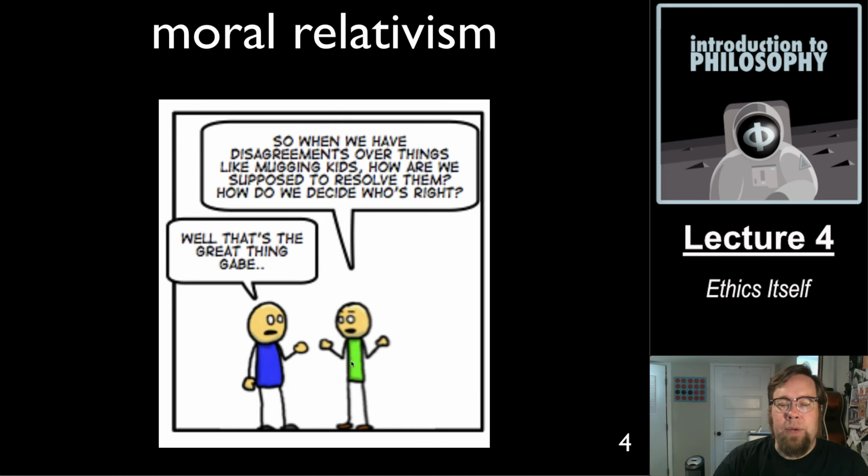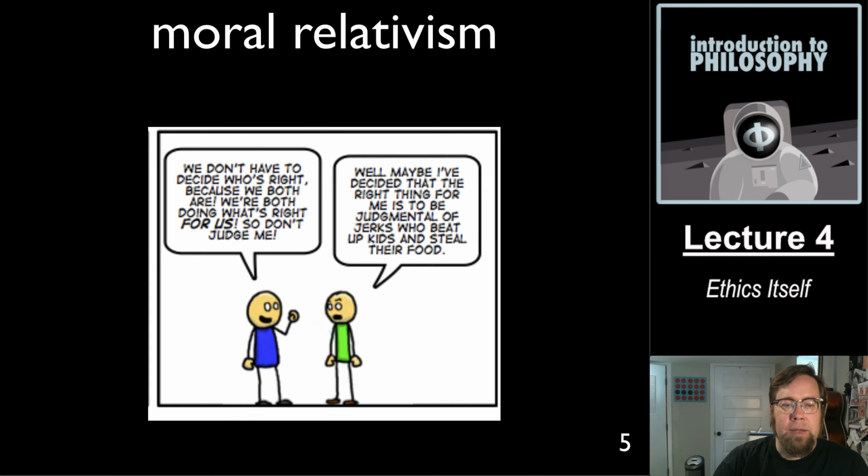And then the green guy says, so when we have disagreements over things like mugging kids, how are we supposed to resolve them? How do we decide who's right? And blue guy says, well, that's the great thing. We don't have to decide who's right because we both are. We are both doing what's right for us. So don't judge me. And the green guy says, well, maybe I've decided that the right thing for me is to be judgmental of jerks who beat up kids and steal their food.